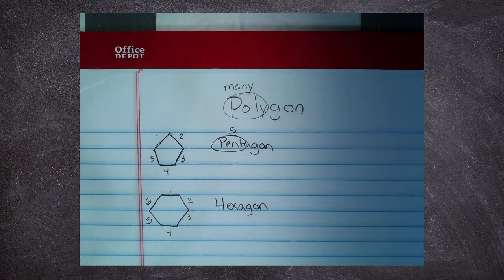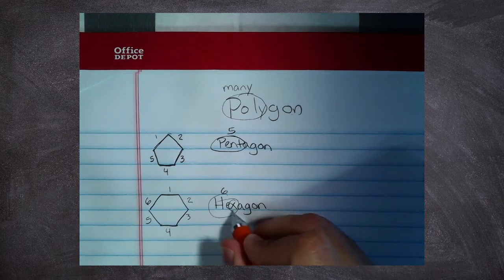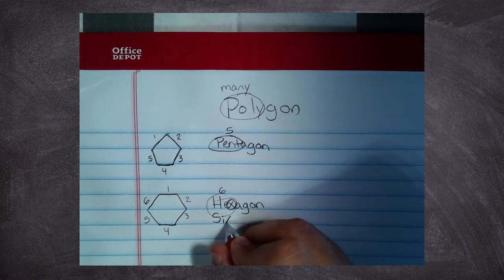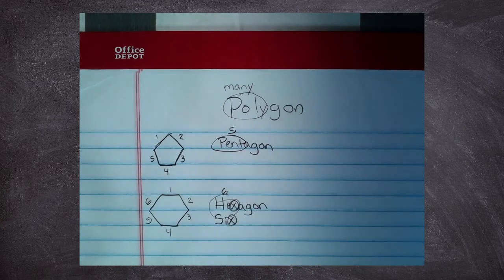Hexagon has 6 sides. Again, it's using one of those roots. Now, the way that I remember how many sides a hexagon has is because of the letter X, and it's even in the same place. If I wrote 6, it has an X like in hexagon. So that's just a way that I use to remember that a hexagon always has 6 sides.